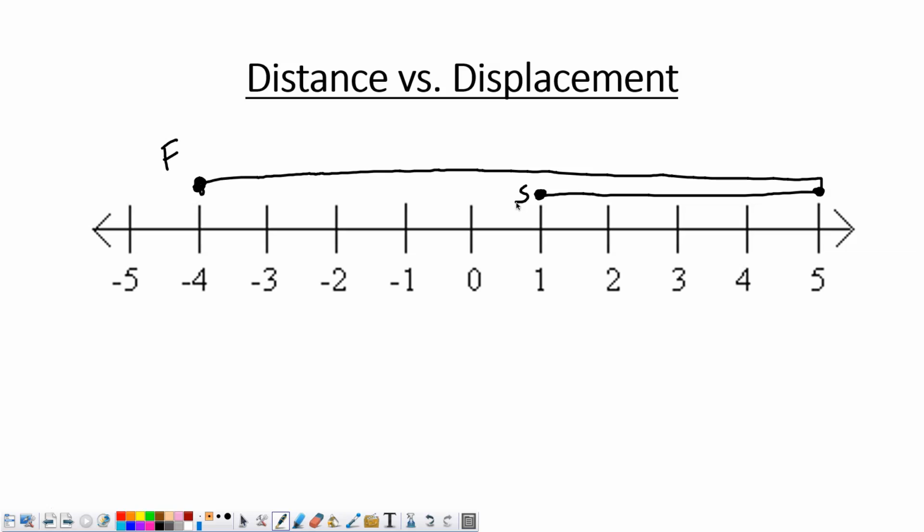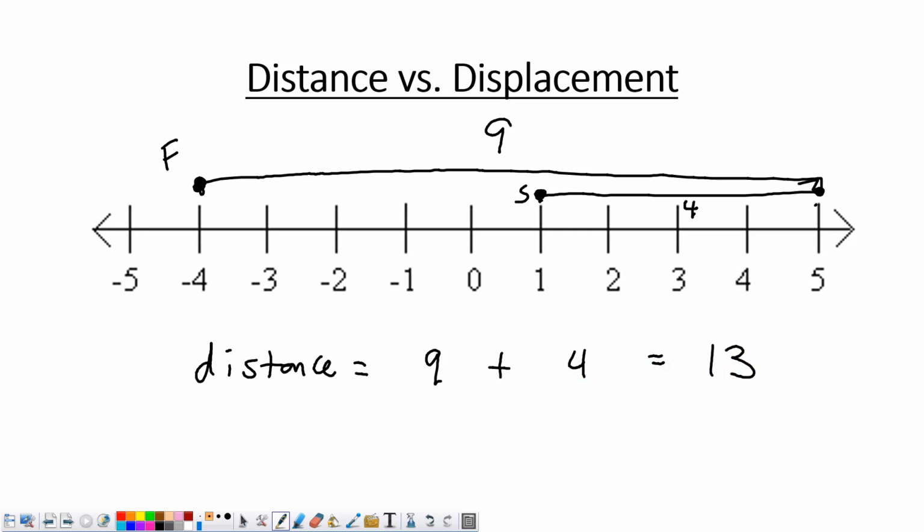All right, so what distance did I travel? 14. Okay, I know what you did. So what we did was we did 1 to 5, which is 4, right? And then we went from 5 to -4, which is 9. And so the distance that we traveled, we got 9 plus 4 equals 13, right?